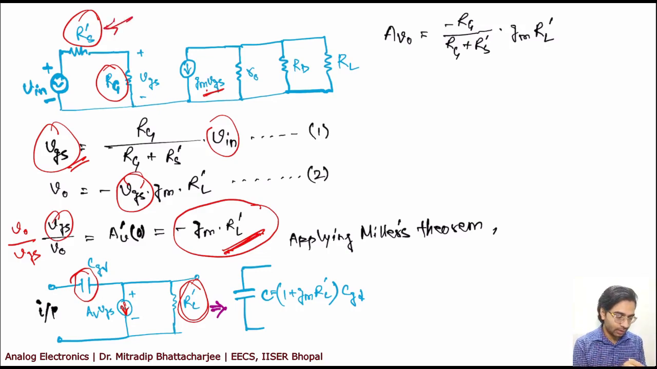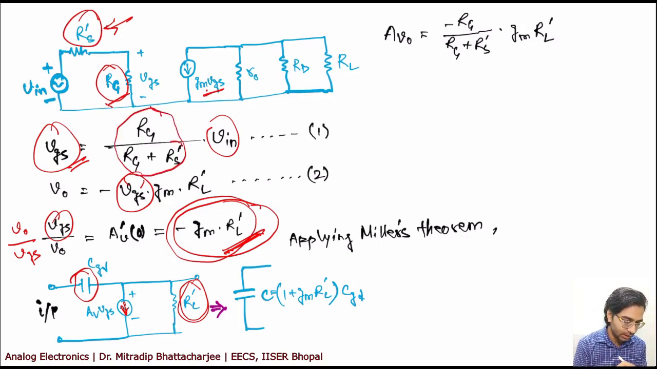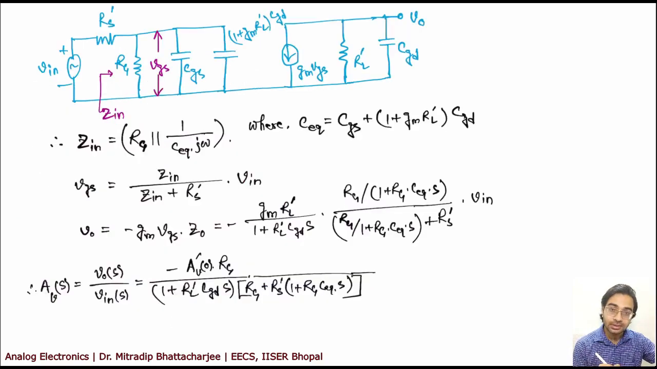I already said RS is much smaller than RG. If you consider RS dash to be very small compared to RG, then the gain is similar to minus GM into RL dash, because if this is very small, it can be neglected and cancel out, and your VGS is your Vin. That is what we have applied here. So your capacitance in the input side will be 1 plus GM RL dash times CGD.